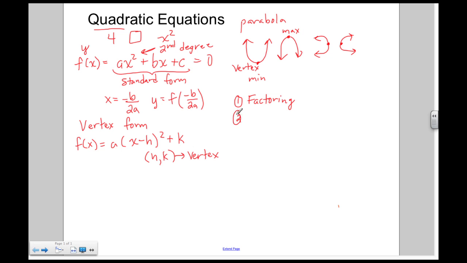Another method is called completing the square. With the completing the square method, completing the square is going to automatically take a quadratic equation that's in standard form, and it's going to put that in vertex form. Another method is using graphing.